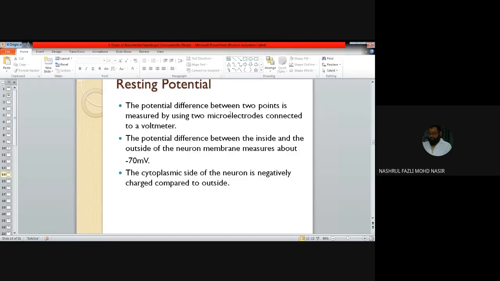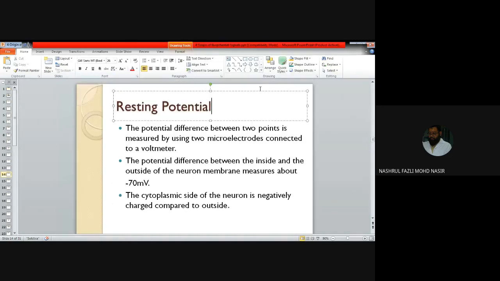So the potential difference between two points is measured by using two microelectrodes connected to a voltmeter. This is what we saw just now. The potential difference between the inside and the outside of the neuron membrane measures about negative 70 millivolts. The cytoplasmic side of the neuron is negatively charged compared to the outside.